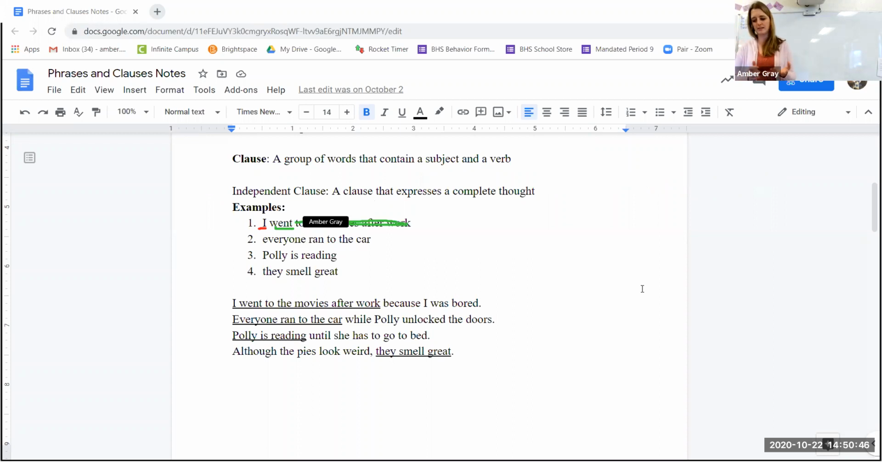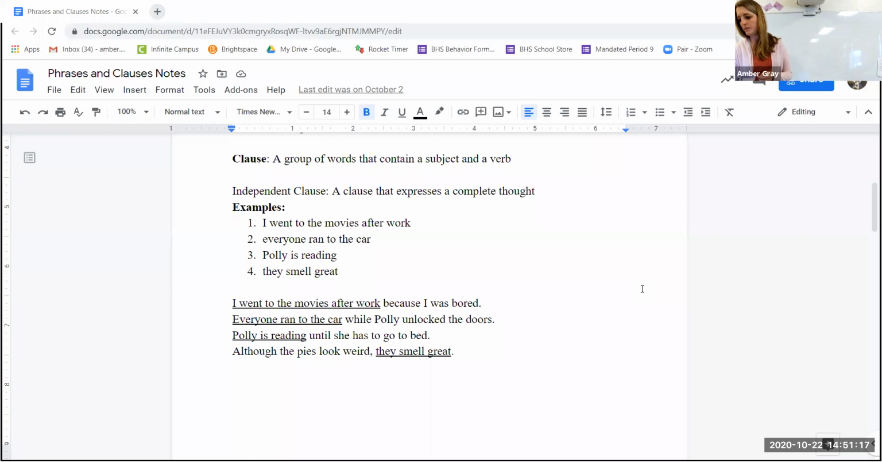"I went" acts alone, okay? Typically, we want to know where we went to. So "to the movies" is a phrase, okay, telling us where we went to, kind of an adverb. And then "after work" is another phrase telling you when. Okay, so this independent clause starts with a clause and then it has two phrases. The next one also has a clause and at least one phrase.